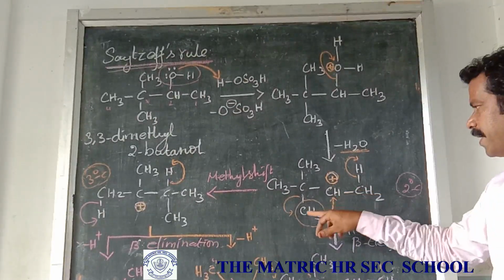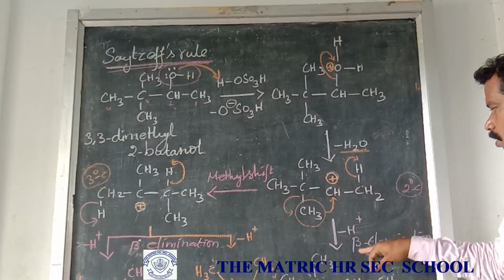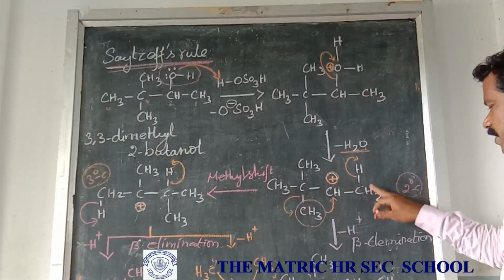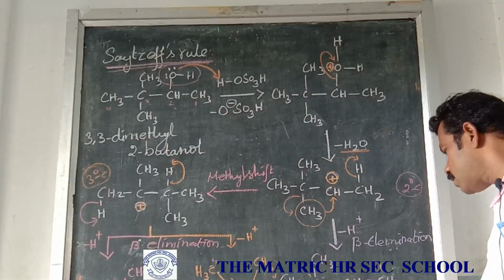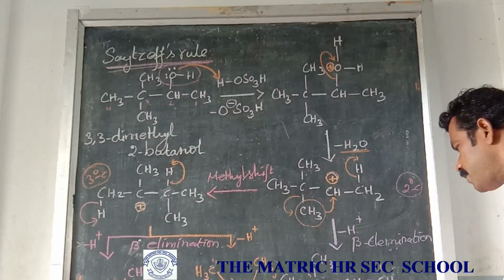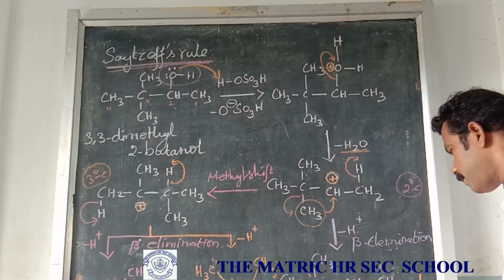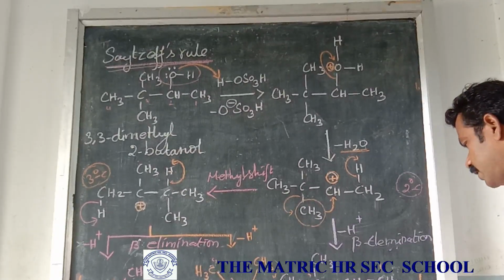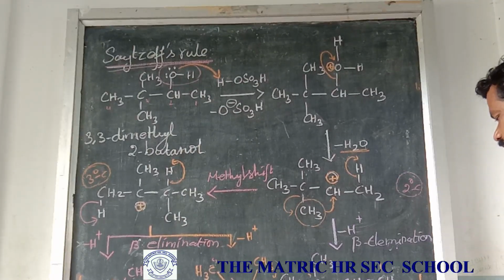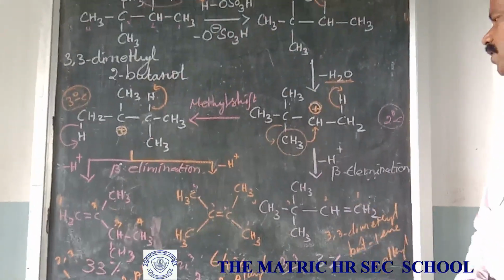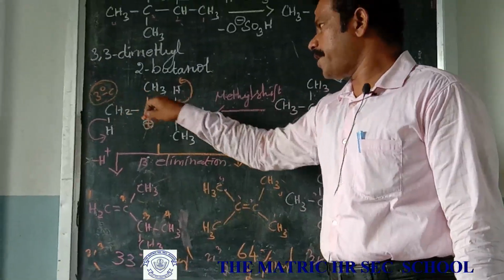First, a hydrogen is lost as a proton, so this is a beta elimination. You get one product called 3,3-dimethyl butane, with 3,3 alkyl groups present on the butane. Next, the methyl group shifts to this position and you get the tertiary carbocation compound.